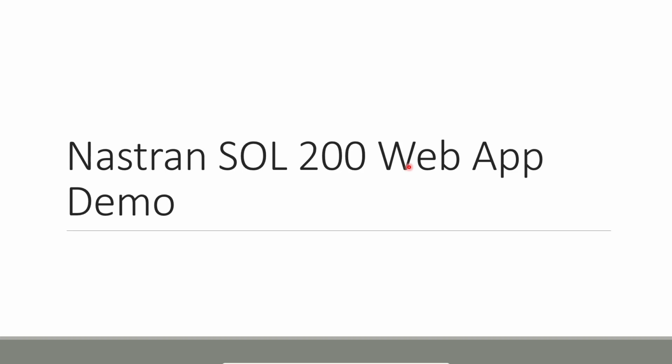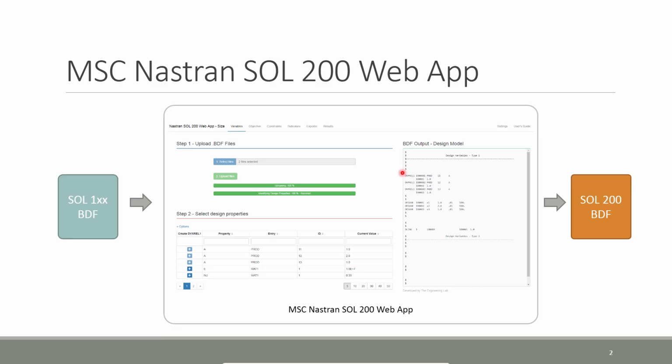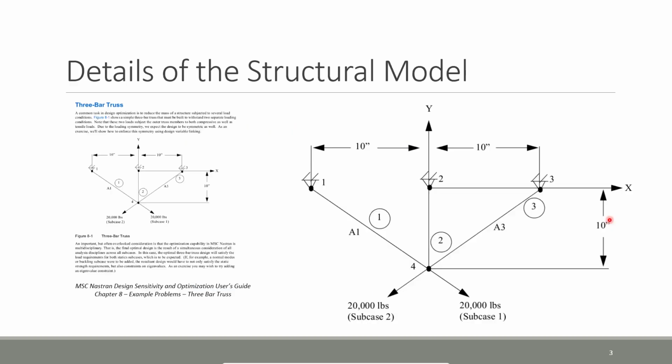For the next few moments, I will be giving you a demonstration of the Nastran Solution 200 web app. Just in case you're new to this web app, this tool lets you take an existing Solution 100 PDF file and convert it to Solution 200. You can create your variables, your objective and constraints, and I'll go into more detail regarding the process in a few moments.